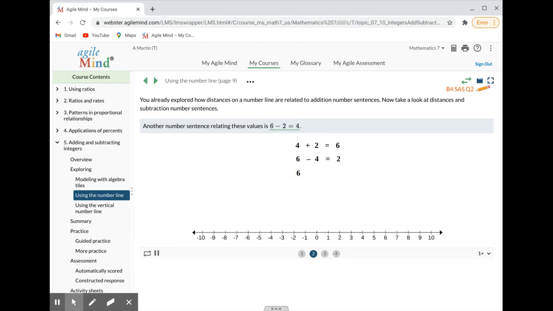So they would be how many units away? 6 and 2 would be how many units away? 4. Yeah, it'd be 4 units away.